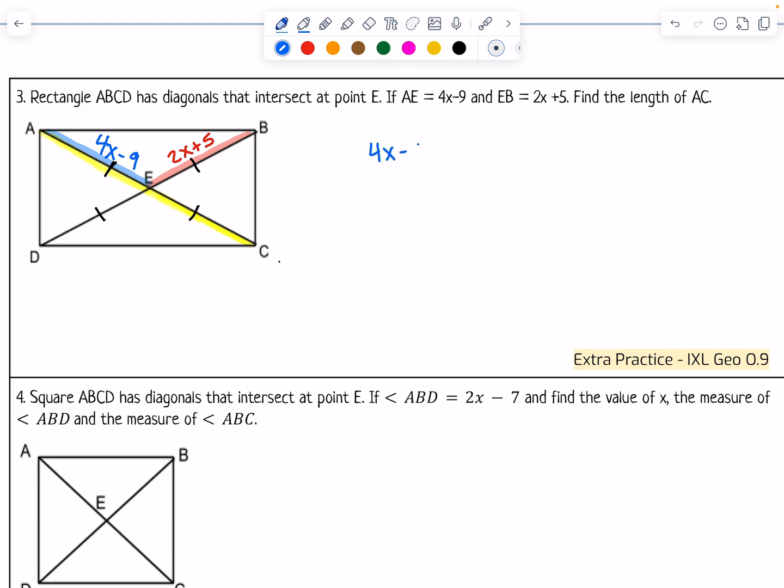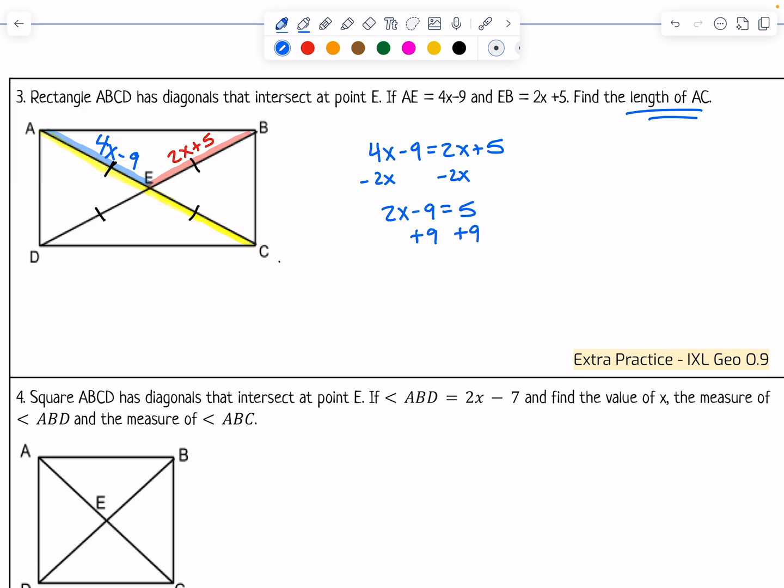So we could set 4x minus 9 equal to 2x plus 5 to solve for x, and then we'll plug it back in to figure out the length of AC. So let's subtract 2x from both sides to start solving. So we get 2x minus 9 equals 5.